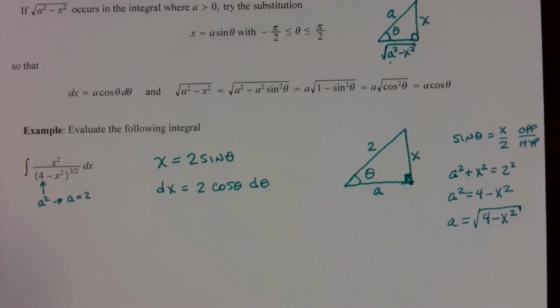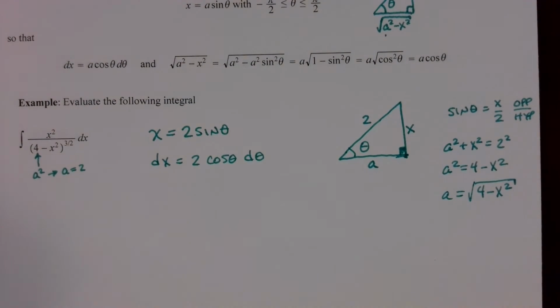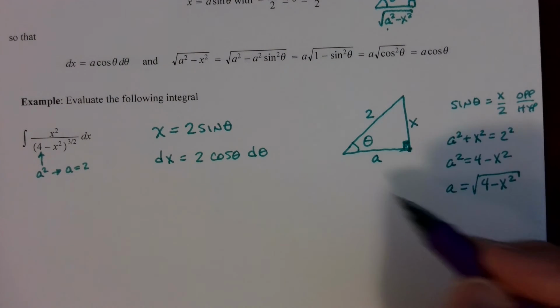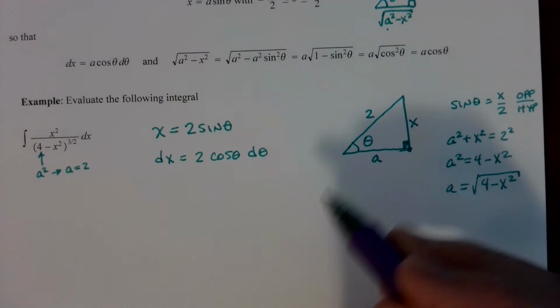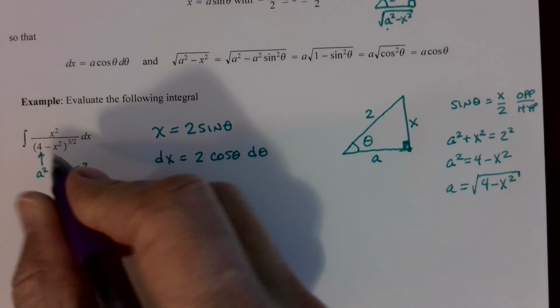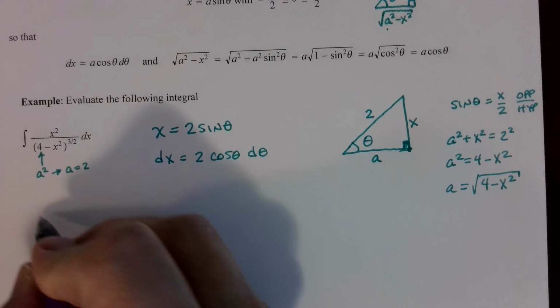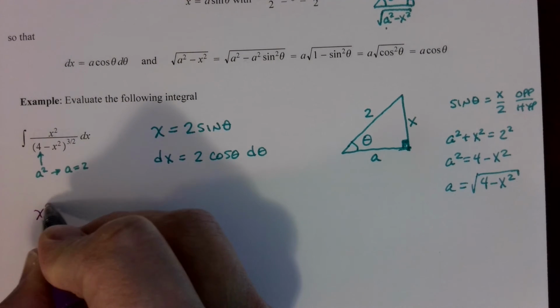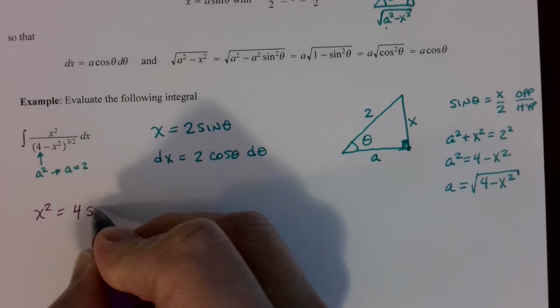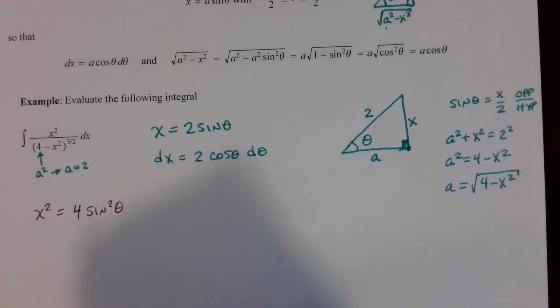Okay. Now, we could use this, and we sometimes will use this later on when we get to convert back from theta to x. What I want to look at now is a couple things. I've got x squared up top, so I know what x squared is. x squared is going to be what? Since x is 2 sine theta, x squared is 4 sine squared theta.